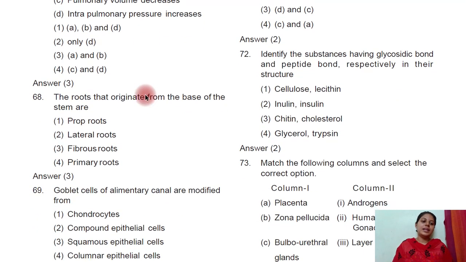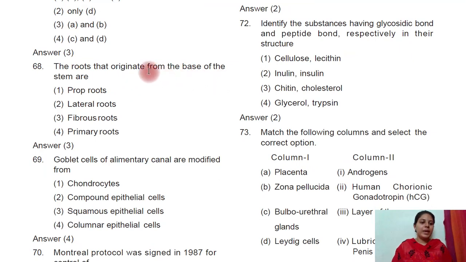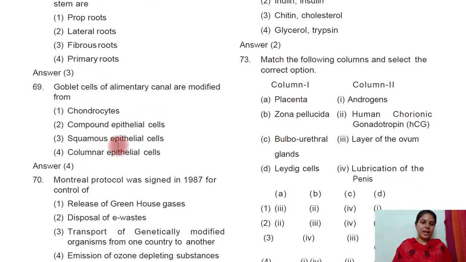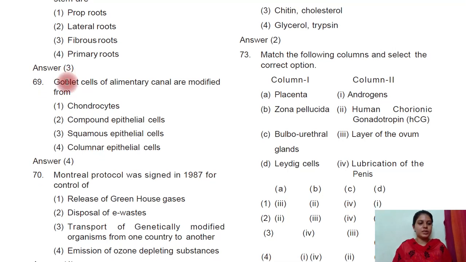Next, the roots that originate from the base of the stem are called fibrous roots, right? So the base of the stem gives the fibrous roots. We all know the answer. Next, goblet cells of the alimentary canal are modified from the columnar epithelial cells. We know this, and even this is a direct question. Now next one.